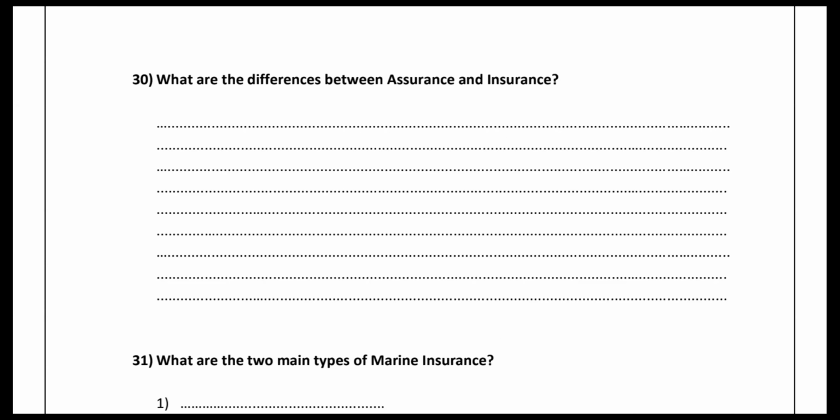Assurance policy cannot be transferred. But insurance policy can be transferred. For example, motor vehicle insurance, you can transfer that policy. When you sell it, you can transfer it to that person, and from there onward, he'll make the payment. Something like that.